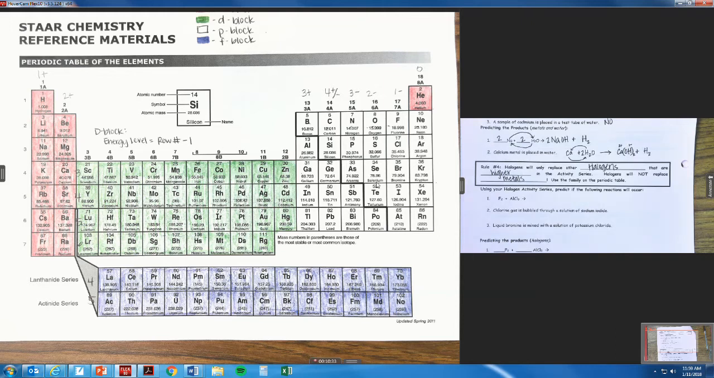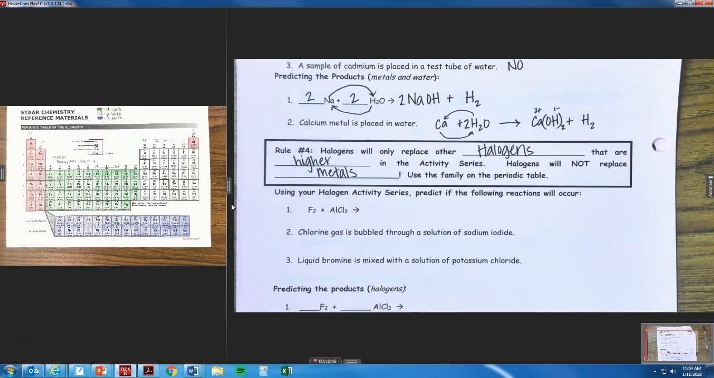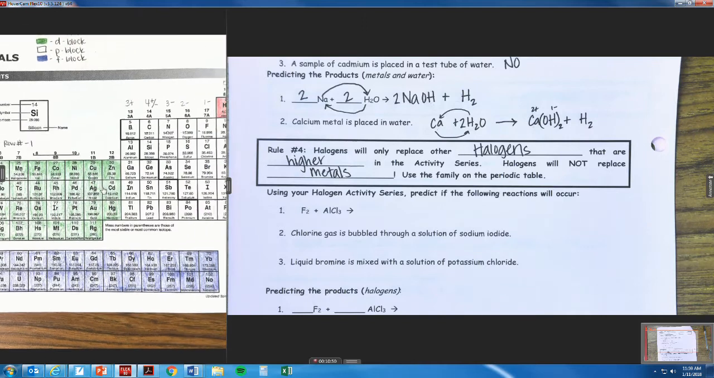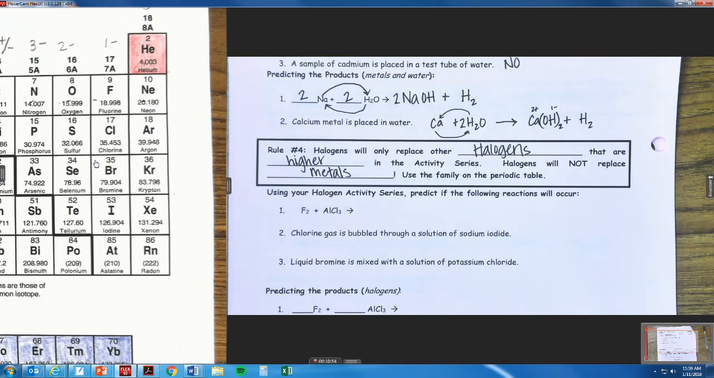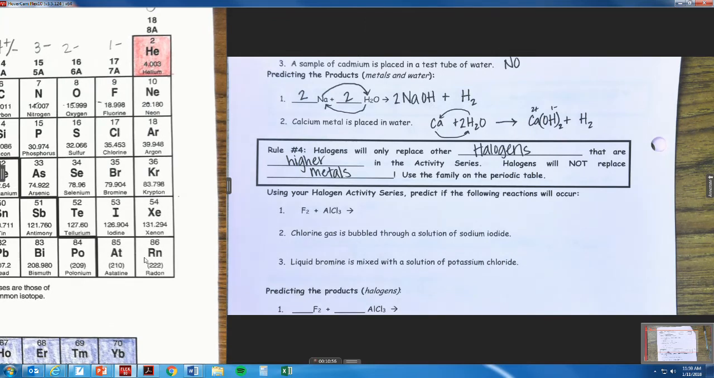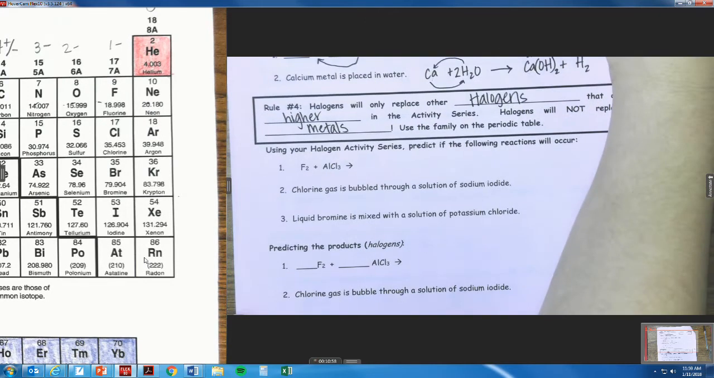Okay, so again, on your periodic table, these are your halogens. Fluorine is going to be the highest or the most reactive. Astatine is going to be the least reactive. Okay, so let's go back to our notes, and I'm going to blow this up so we can take a look at our halogens in group 7A. Okay, so let's take a look at our examples.